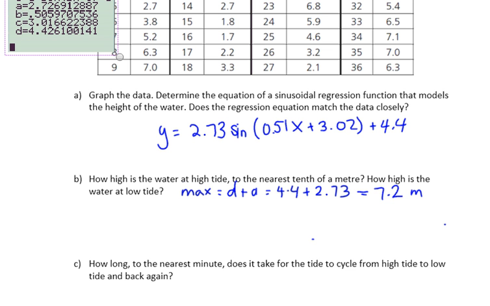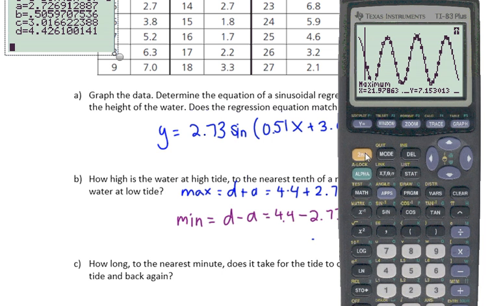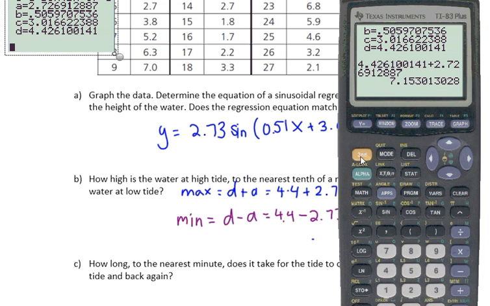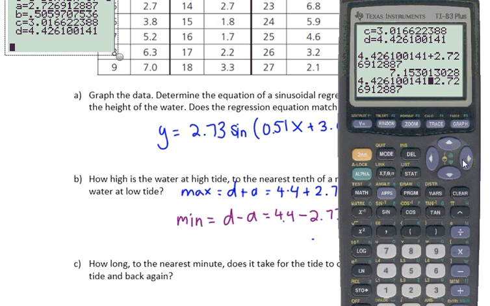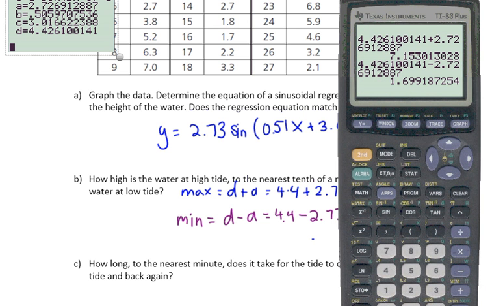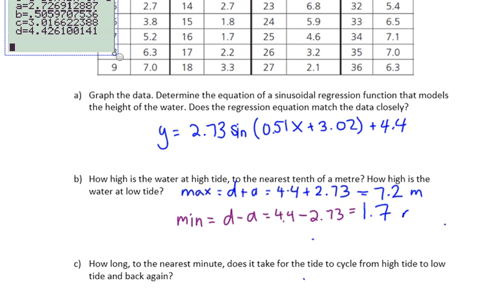It says how high is it at low tide? So what is it looking for there? Min. How do we get min? D minus A. So the nice thing about doing this is I could just grab my calculator, quit out of here, go second enter, just change our sign to a minus now. 1.7. That was easy. Where's my easy button?